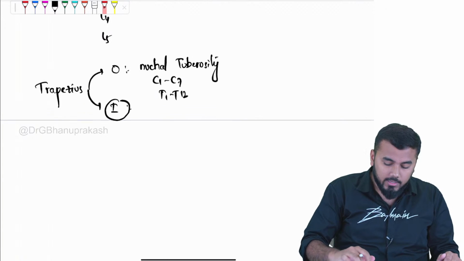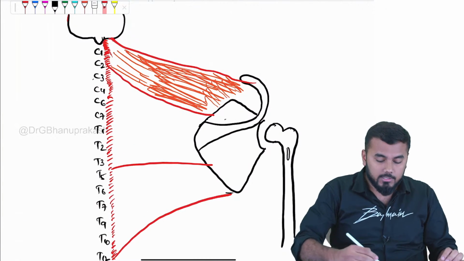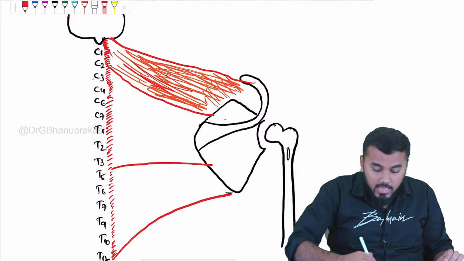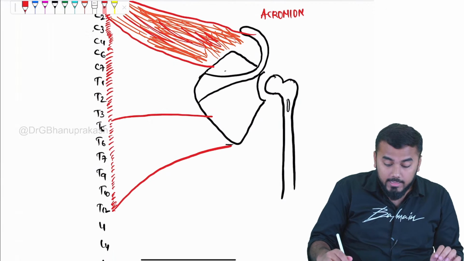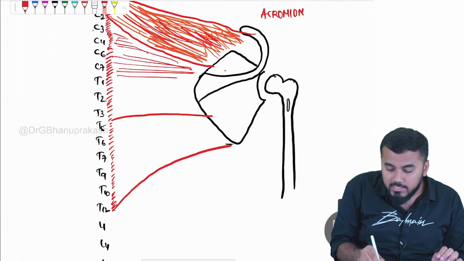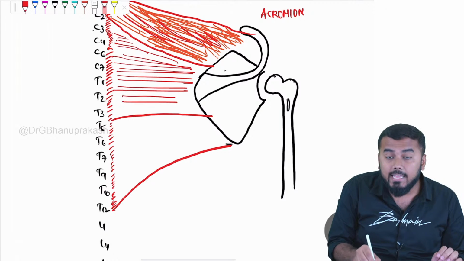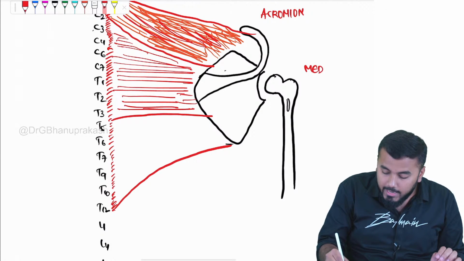Listen very carefully. This trapezius muscle has three types of fibers. The superior fibers are attached to the acromion process. The middle group of fibers are attached to the medial angle of the scapula, right? They are attached to what? Medial angle of scapula.